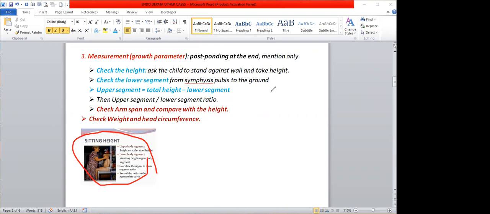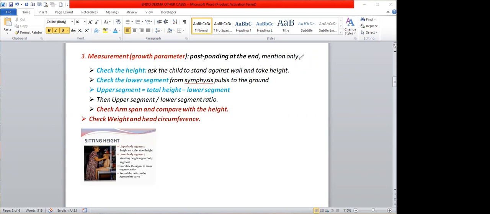In the UK, only sitting height is measured, because you are touching the patient at the symphysis pubis. That is not a difficult way. You have to palpate the inguinal region, that's why they usually do sitting height. Yeah, for the patient's comfort too. But in our setting, we won't get this kind of stadiometer, and it is also not accurate.